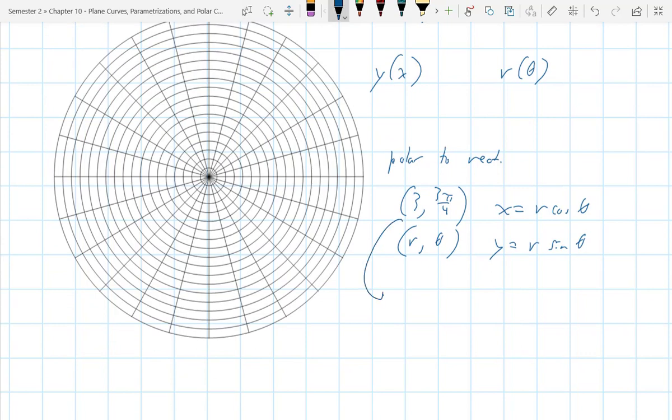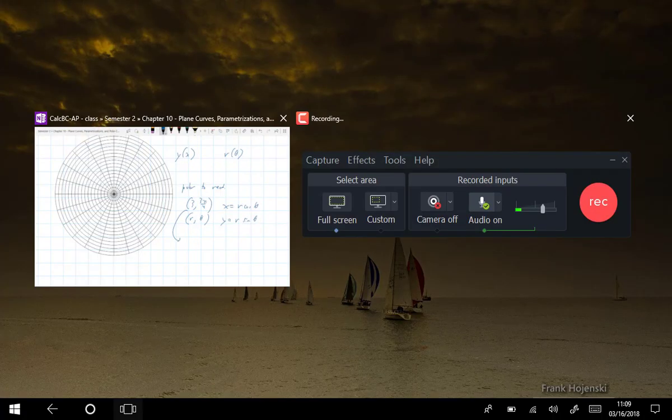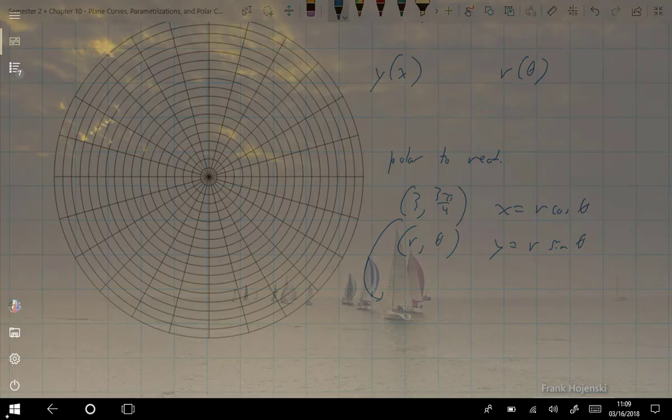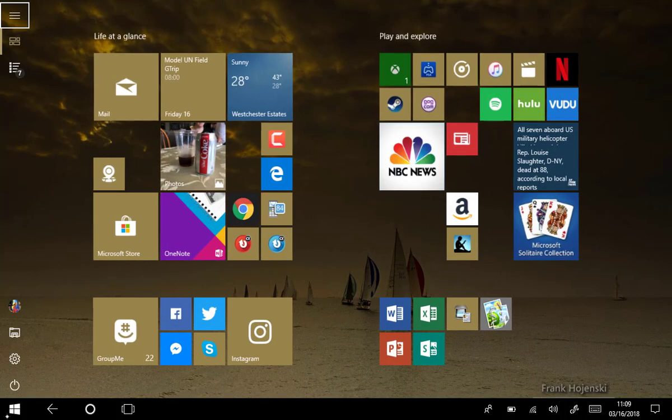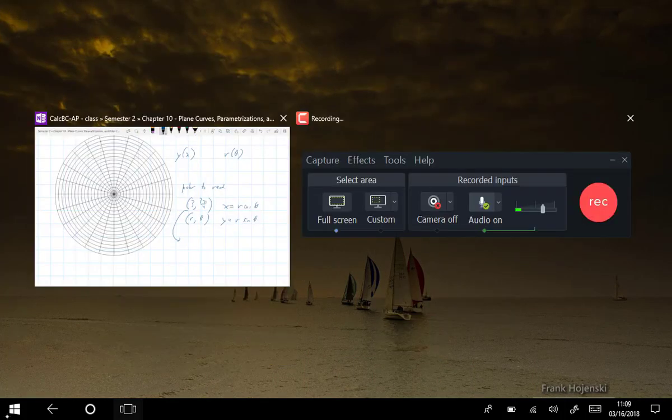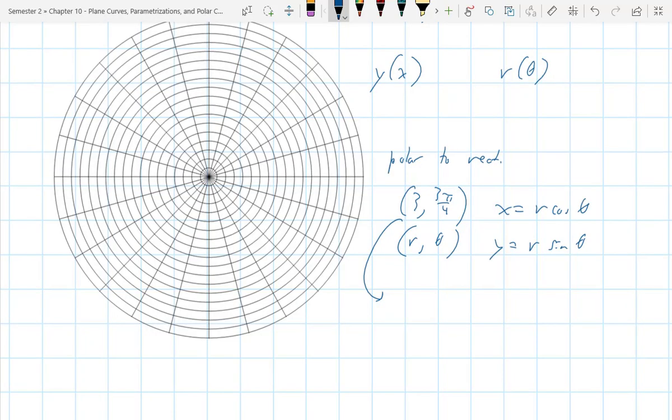So if I was taking this and converting it to rectangular, I would do, hang on, I'm going to quickly start the calculator program because I want it in about 5 minutes. So I would get an ordered pair of 3 cosine 3 pi over 4, 3 sine of 3 pi over 4.